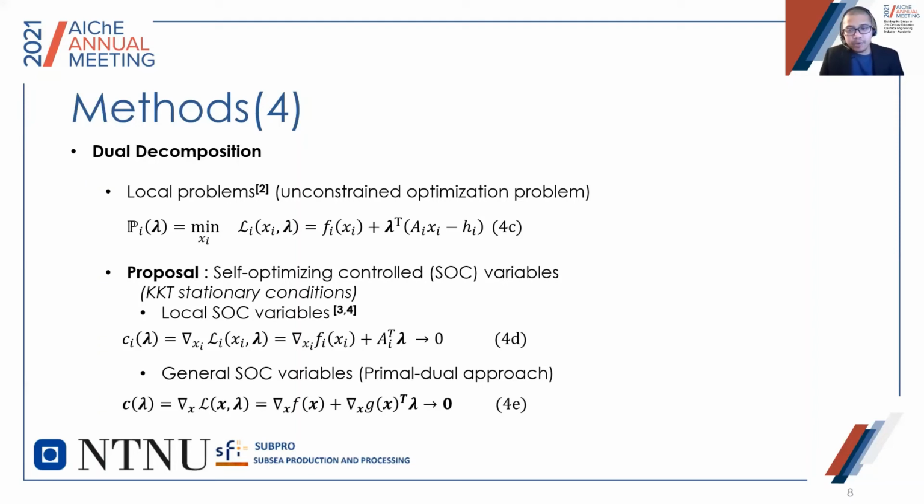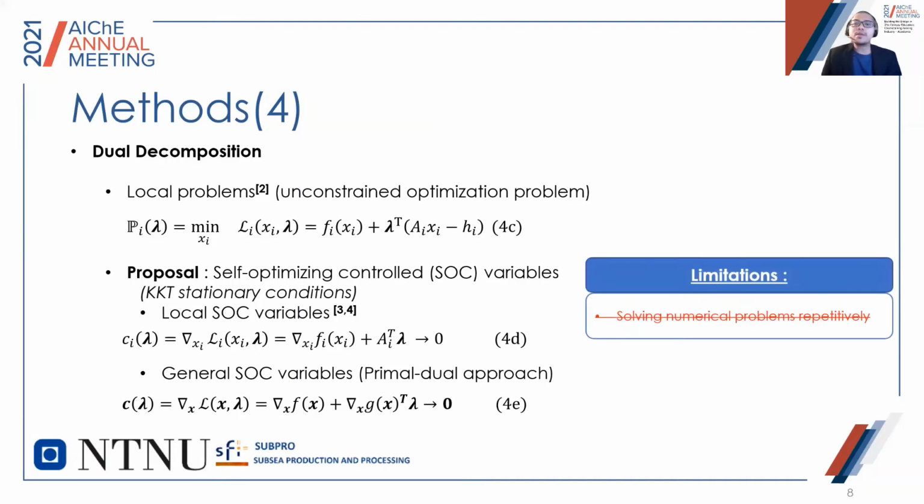Based on this idea, we propose an optimizing control variable for each subproblem, and we call it self-optimizing control variables. By controlling this gradient of the Lagrange function to 0 using a simple PID controller, we have purely eliminated the need for a numerical solver in this scheme. Thus, we can strike out these limitations.